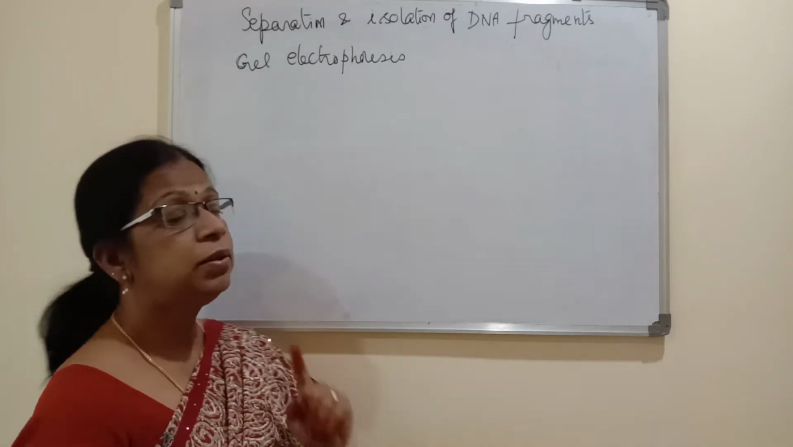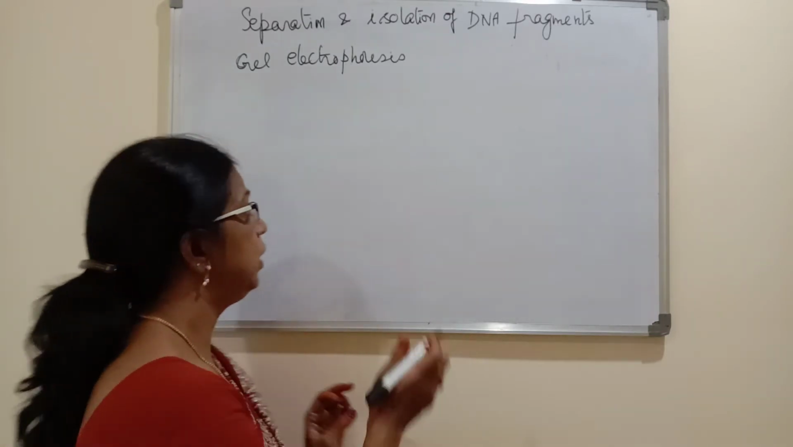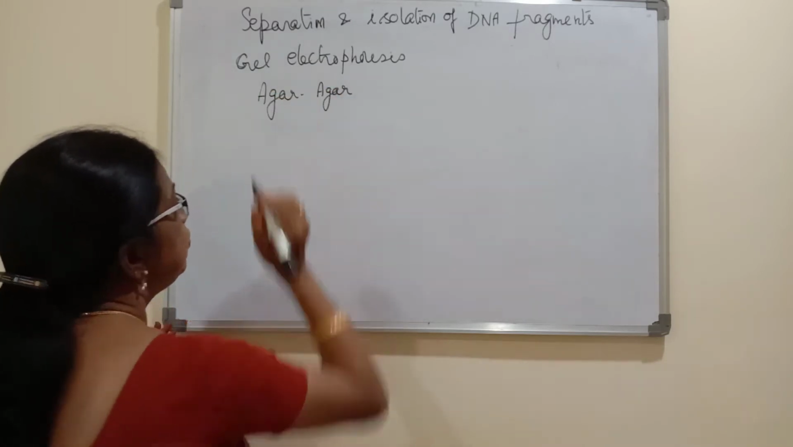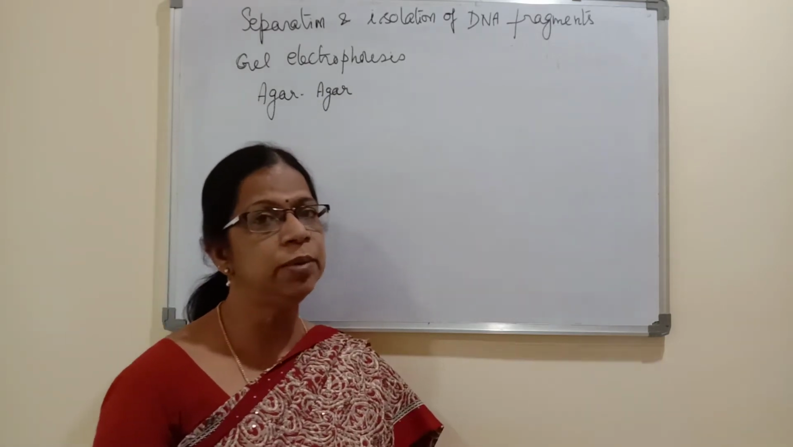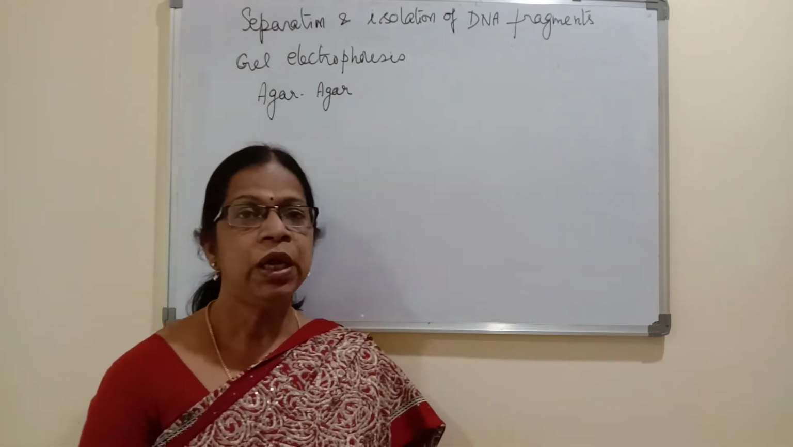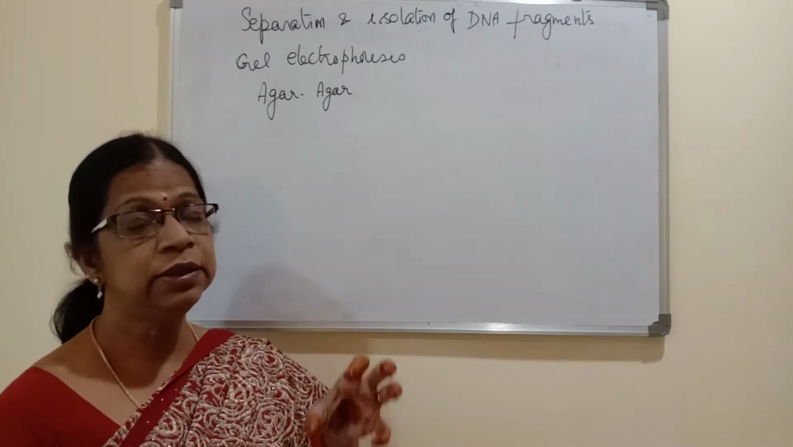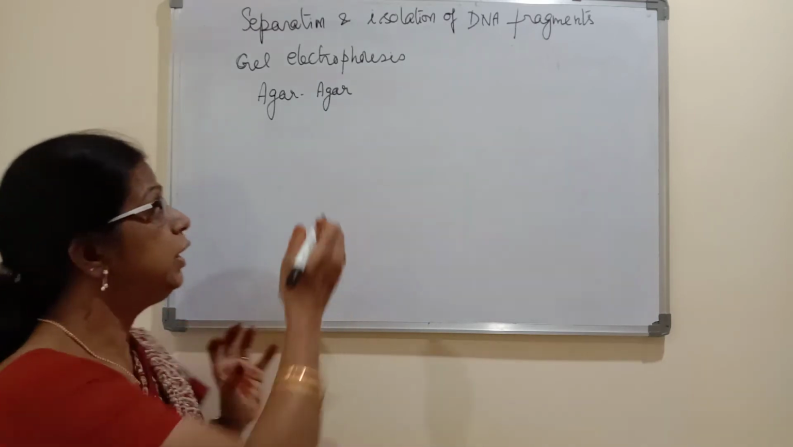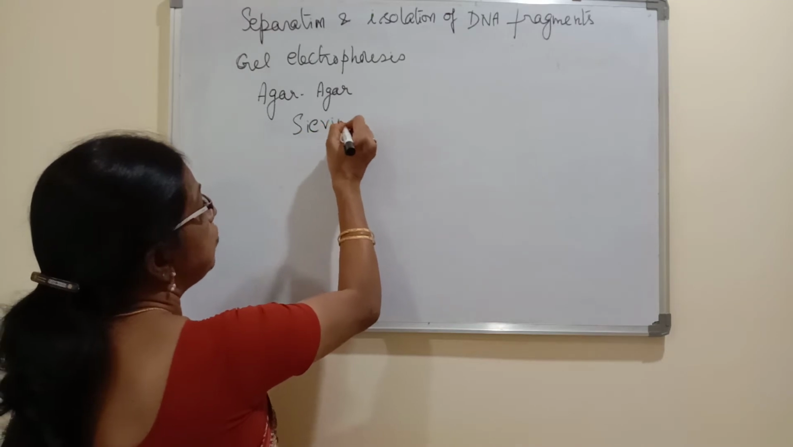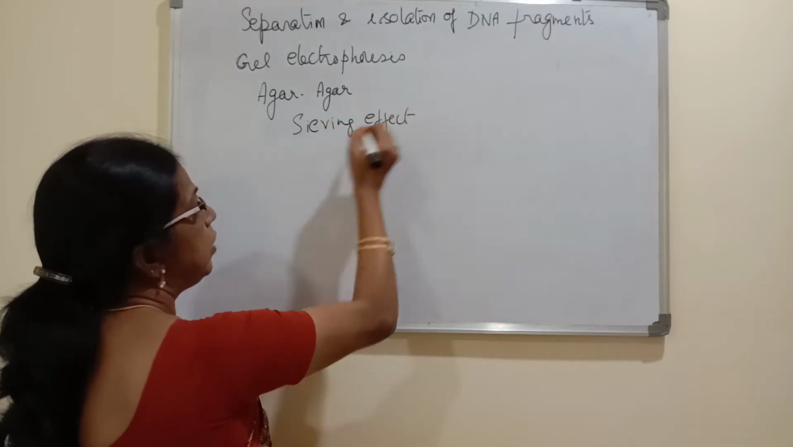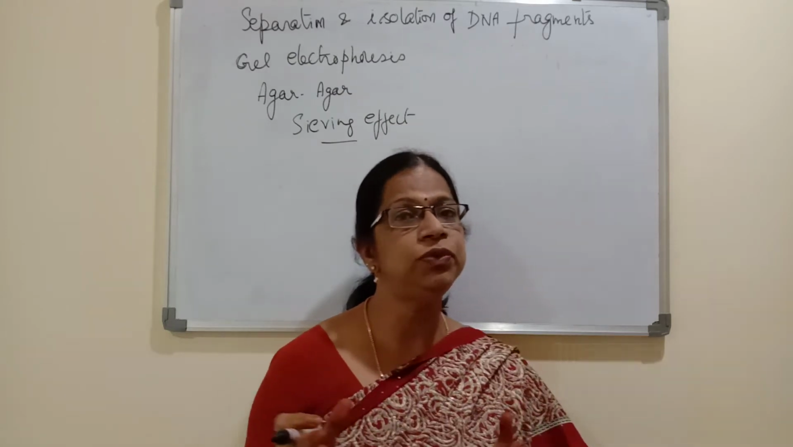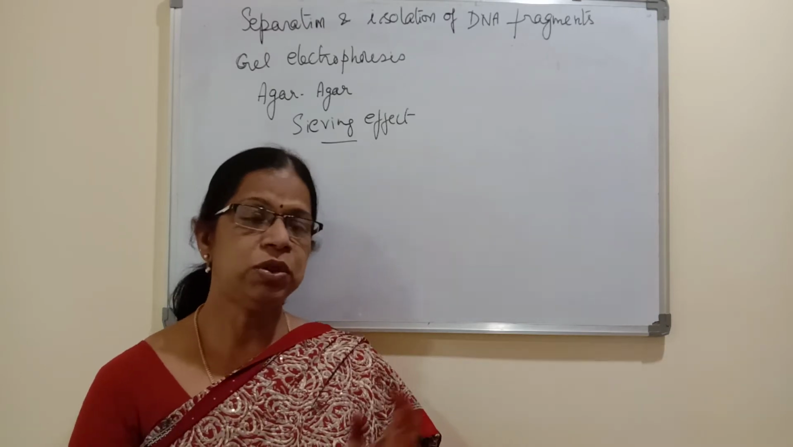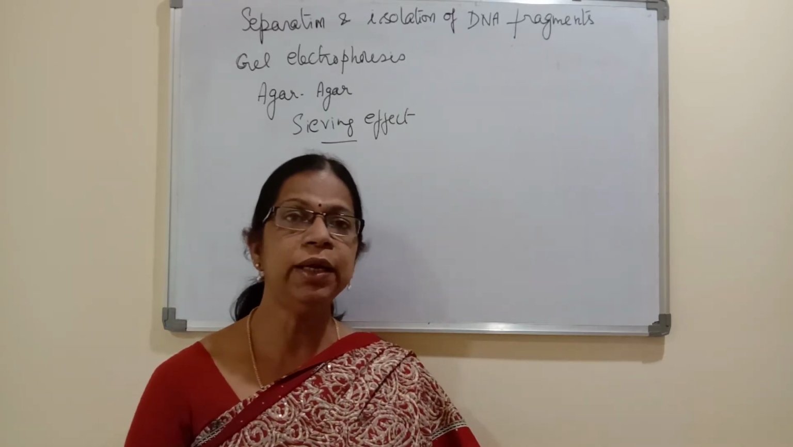This electrophoresis uses a gel called agar-agar gel, obtained from a seaweed, Gracilaria, or from Gelidium, belonging to family Rhodophyceae. From this algae, the agar-agar gel is obtained. This gel is porous in nature and gives the sieving effect. That means it helps in easy movement of these fragments through the gel, based on their size.